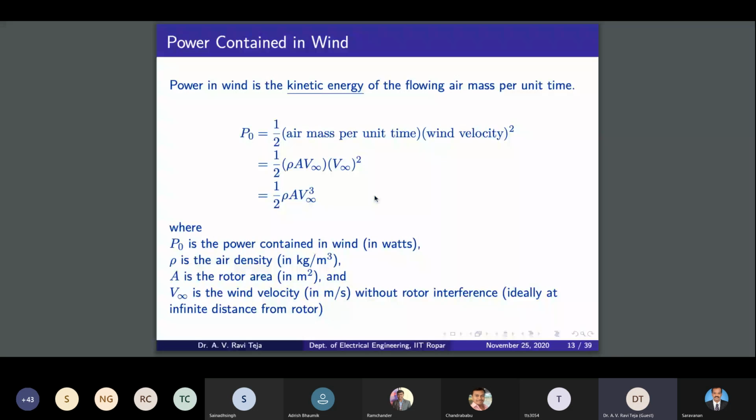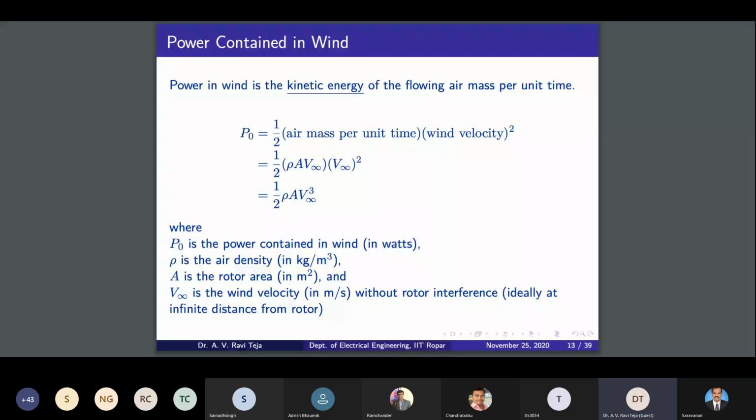Of course, this is again dependent on the location. A is the rotor area, which depends on the type of wind turbine that you are using and its dimension. And V infinity is the wind velocity. V infinity means it is the free wind velocity, meaning there is no obstacle. It is assumed that there is no obstacle like trees or the wind blades themselves or any other obstacle. It is a free wind velocity, V infinity. So this is the power contained in the wind.